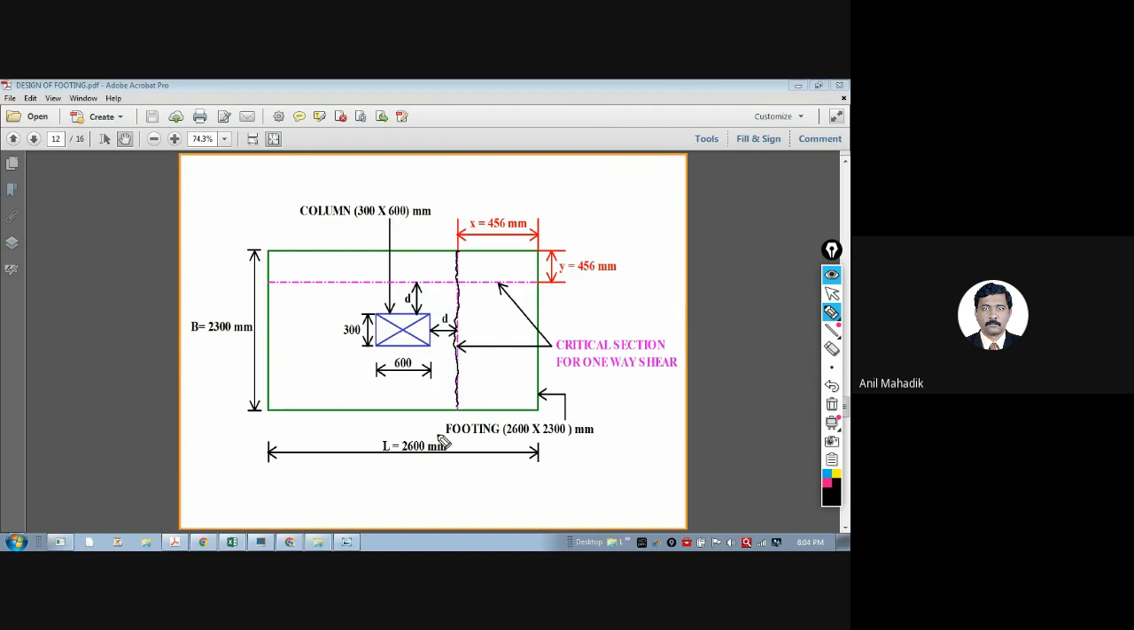Now what is the shear force causing this one-way shear? How to calculate? This total area into upward pressure will be the shear force. Shear force is nothing but pressure into area. So how much is the distance? If you take this as d, then this will be 456 mm. This is required to calculate the pressure force.